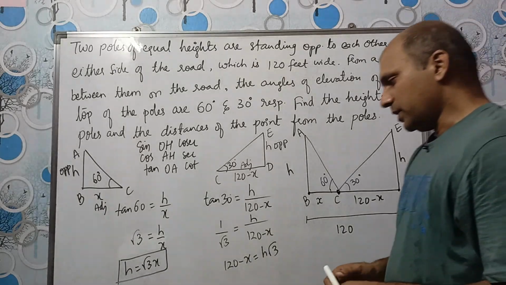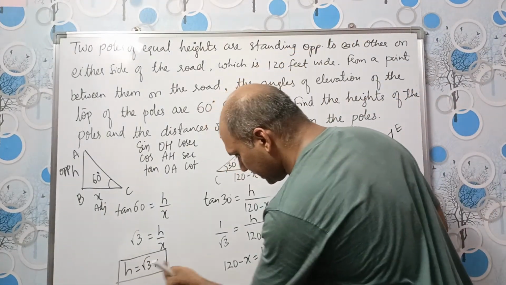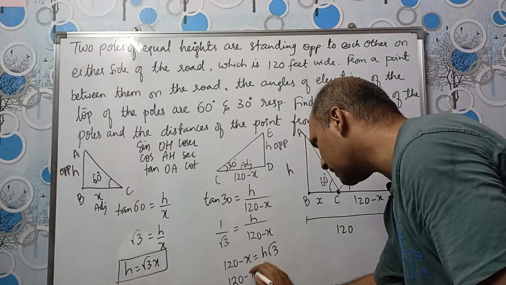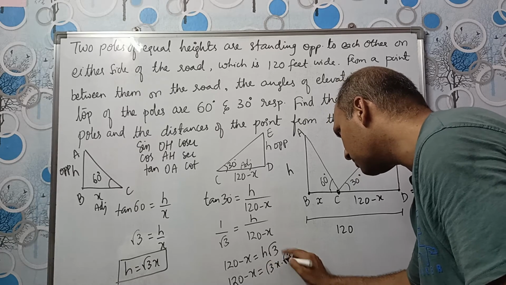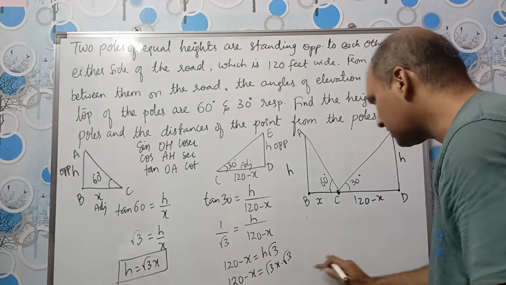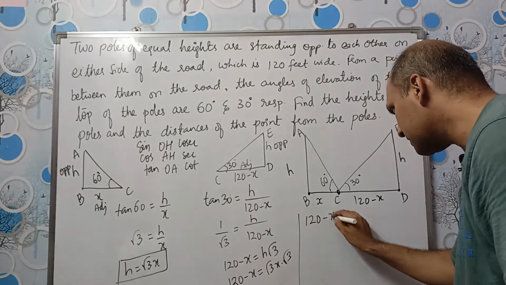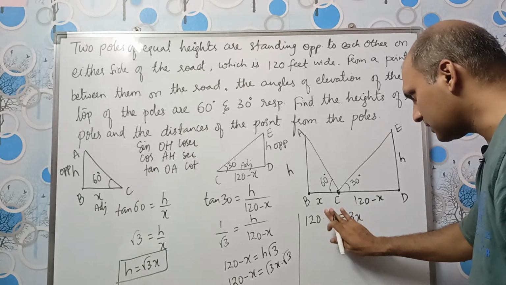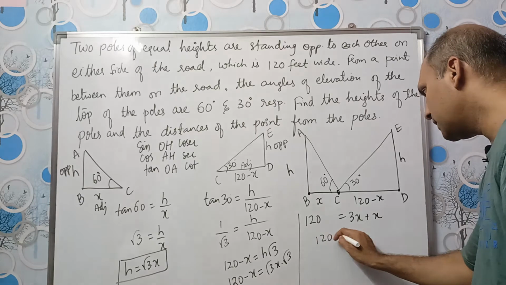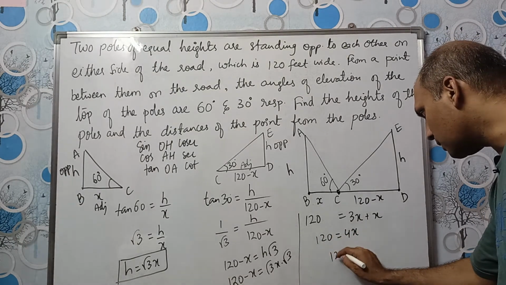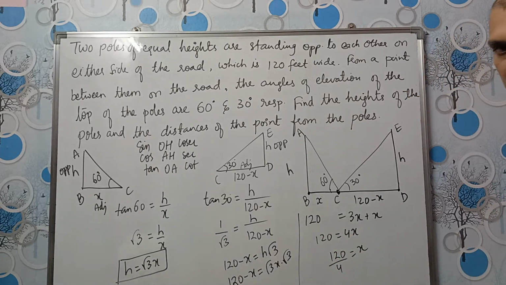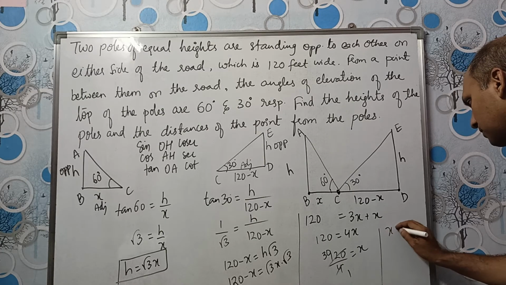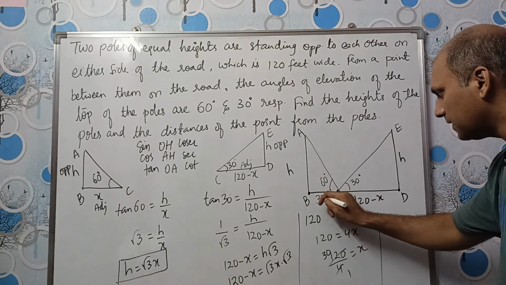Now what should we do? We should substitute the value of h equal to root 3 x in this equation. So 120 minus x is equal to root 3 x multiplied by root 3. Root 3 into root 3 is 3, so we have 3x. This x goes to the other side and becomes plus, so 120 is equal to 4x. So 120 divided by 4 will be equal to x. This is 30. So the value of x is 30.